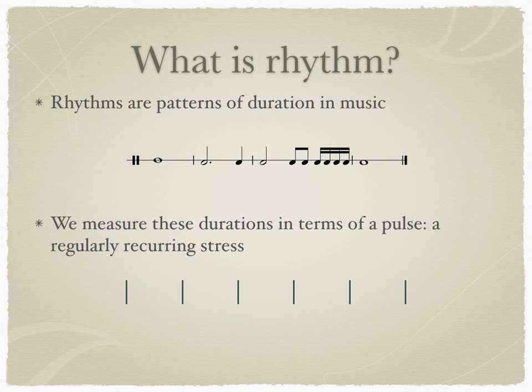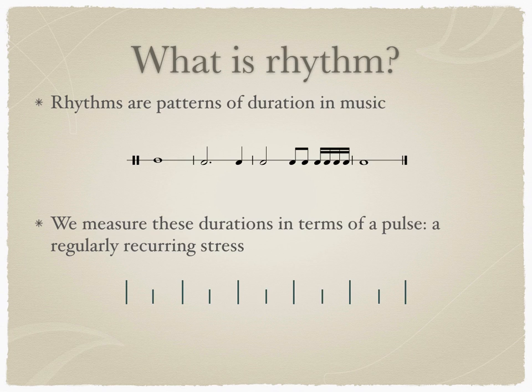What is rhythm? Rhythms are patterns of duration in music. Like the example below, rhythms can occur in any pattern, order, and for any duration. We measure these durations in terms of a pulse, which is a regularly recurring stress. A pulse is a layered pattern of alternation between strong and weak emphases that are often related by two.